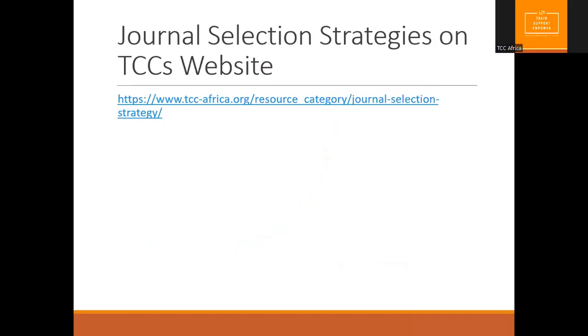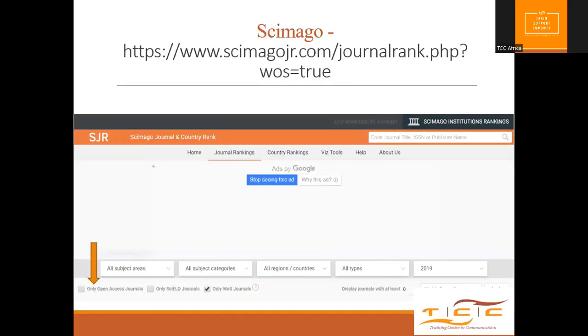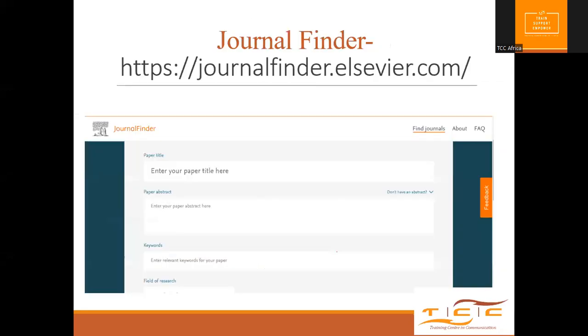On the TCC website there is also a resource category, and under it there is the journal selection strategy. When you go to the website, you can easily find it under resources and you can learn more there. There are also other options to help you increase your visibility or mitigate predatory publishing, but I'll not talk about them now.